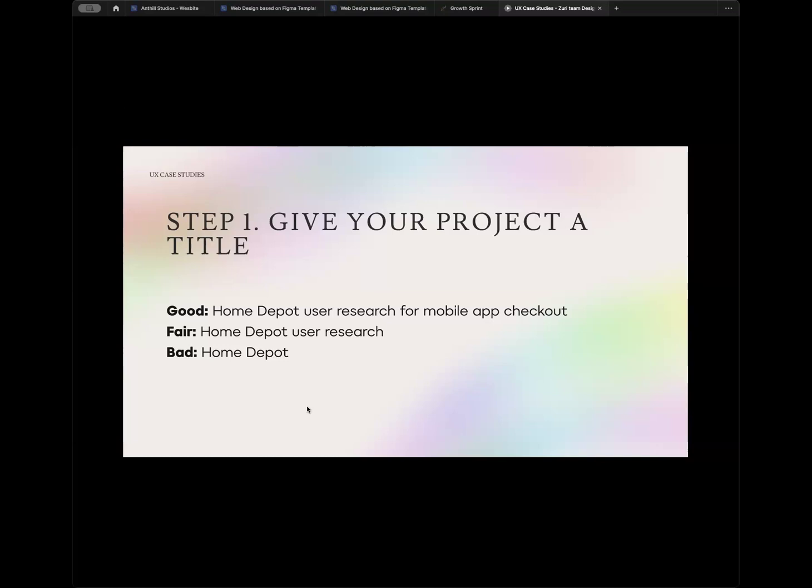And then there is the likes of Home Alone. Now, Home Alone is very, very short, but when you hear Home Alone, it means somebody was home alone, right? But if I say Home Depot, it's a company. Like what is happening? Do you understand? That's the difference. So the first step is to give your project a title that helps people have a little bit of insight into what they're about to see.